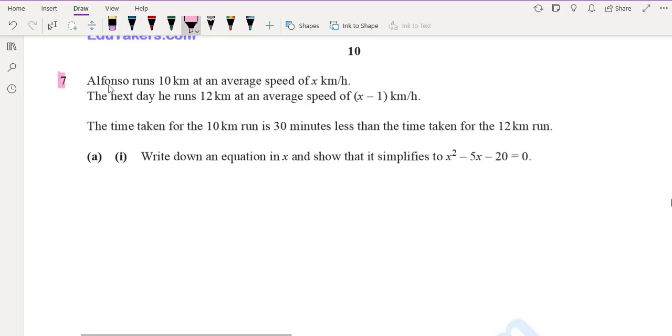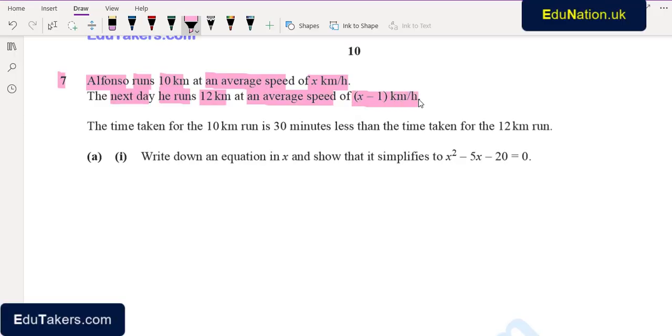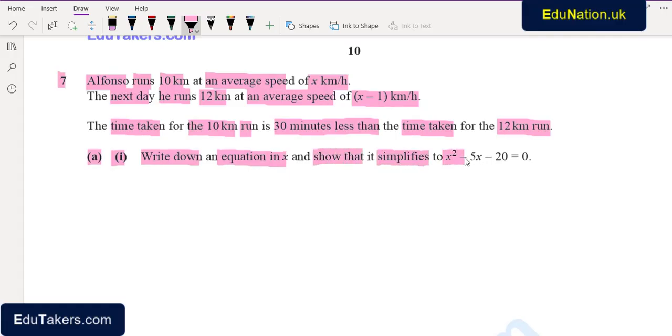Next is question number 7. Alfonso runs 10 km at an average speed of x km per hour. The next day he runs 12 km at an average speed of x minus 1 km per hour. The time taken for the 10 km run is 30 minutes less than the time taken for the 12 km run. Part A: first, write down an equation in x and show that it simplifies to x square minus 5x minus 20 equals 0.